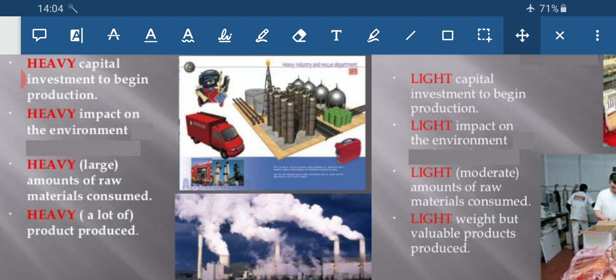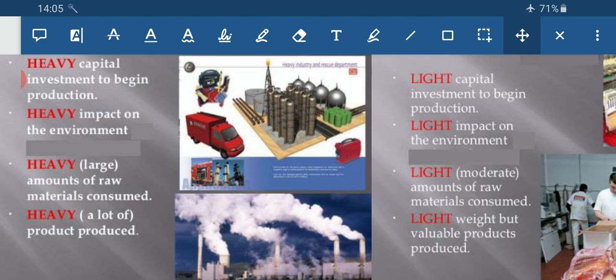So we can give examples of heavy industry, like all the metallurgical industries, iron and steel, aluminium, and even petrochemicals. These come under heavy industry. And the light industries are basically those whose products are used for our day-to-day needs. For example, the biscuit industry or the medicine industries. These come under the category of light industry, where the raw materials are lightweight and the products produced are also lightweight, but they are highly valuable products.